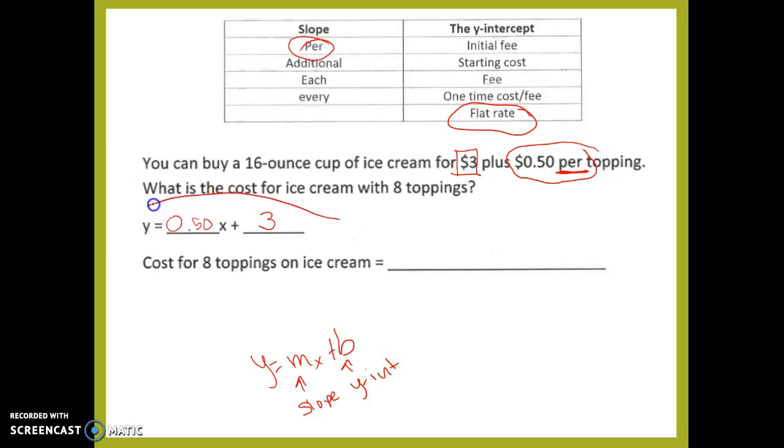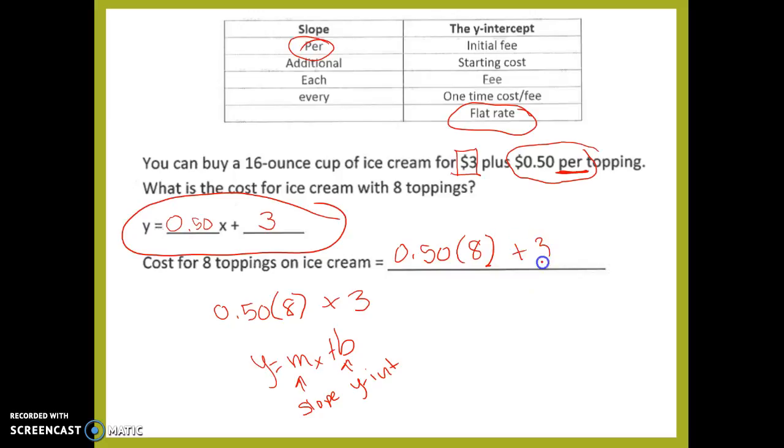And then we can use this equation we just wrote to answer this question: what is the cost for 8 toppings on the ice cream? So we have to say, well, it's 50 cents for every topping, and I'm going to get 8 of those. So 50 cents times 8, plus I have to buy the ice cream for $3. What is that total cost? So 50 cents times 8 is $4, plus $3. And that's a one-time thing. I don't have to pay $3 for every topping. It's just $3 for the ice cream. And that gives me a total of $7 for my ice cream.